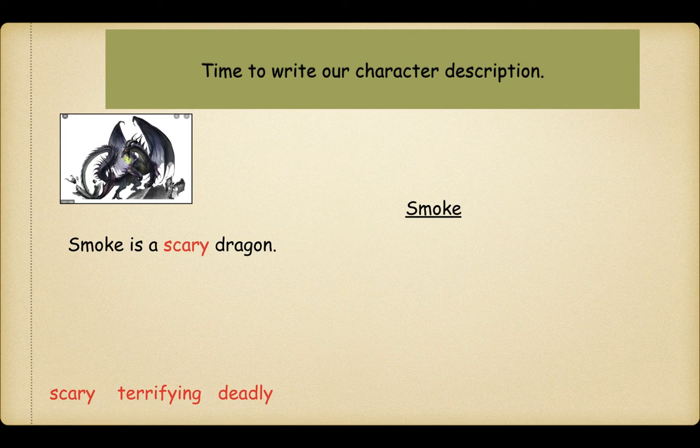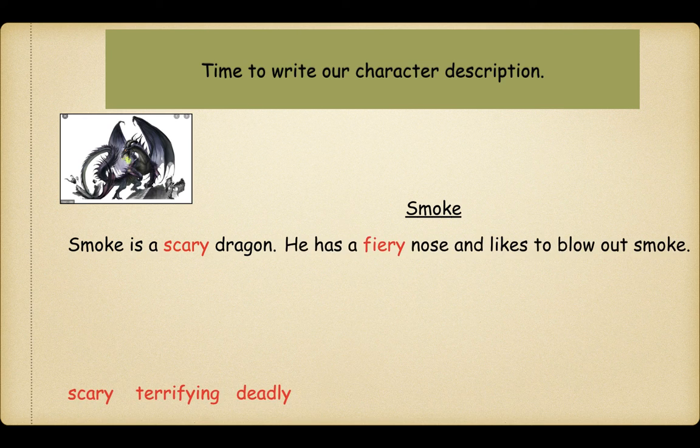So I use the word scary because that describes the character of the dragon. So that's part of my character description. What will my second sentence be? I need to think first. Okay, I'm going to think about this sentence. He has a fiery nose and likes to blow out smoke. Where did I get all that information from? Well, I remember the story. Remember, you had to remember the story and recall things from the story.